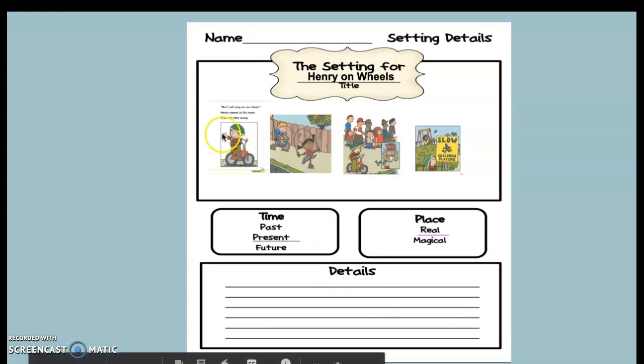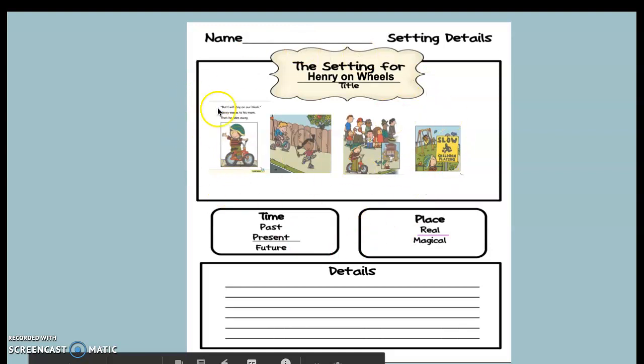So that detail, we could write that right here where it says Henry is riding around the block. And all of these things are the things that he sees around the block and throughout the story. So we can add all of these pictures here about the setting, but we can say that the setting is in Henry's neighborhood and around his block. And we would write those details down here. So that is what you're going to do for your assignment today, is you're going to fill in this chart.